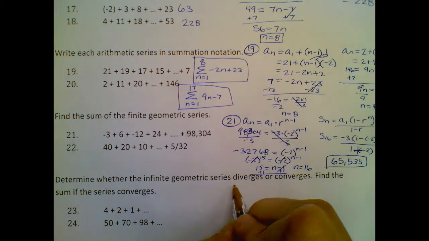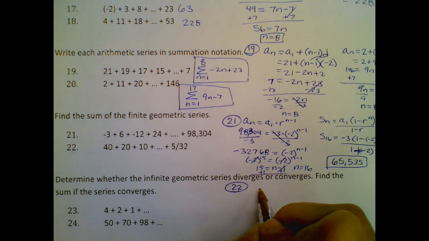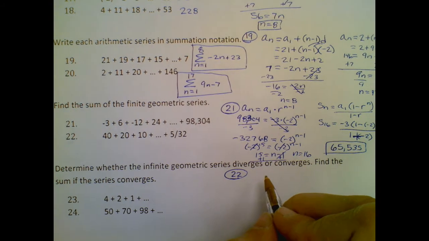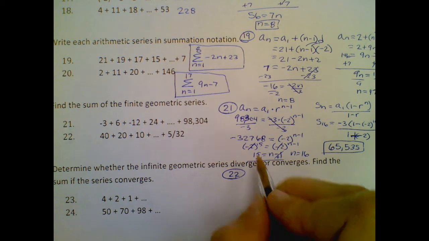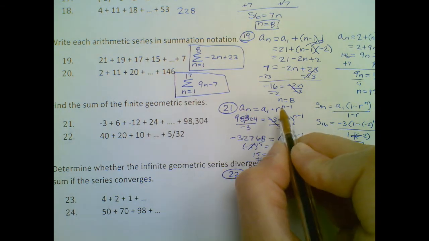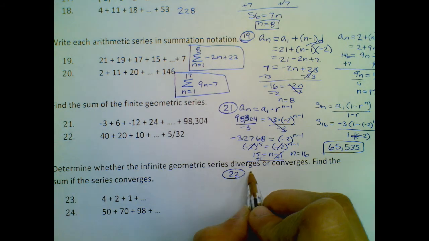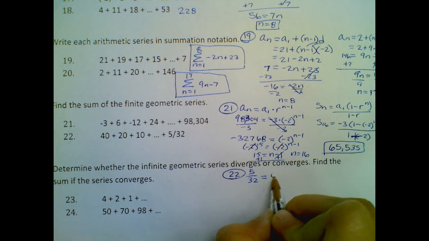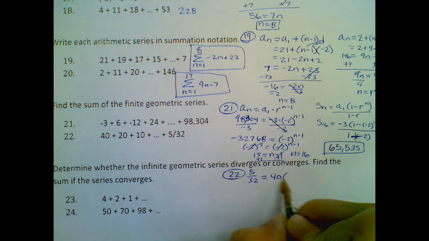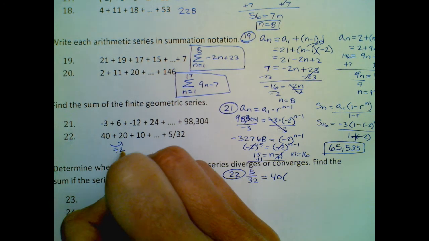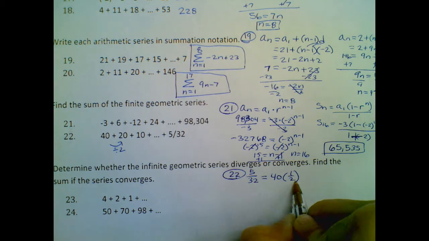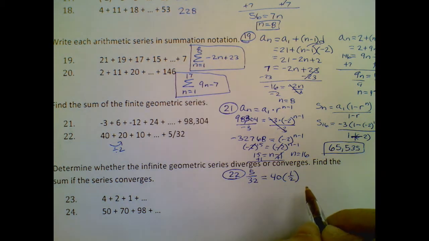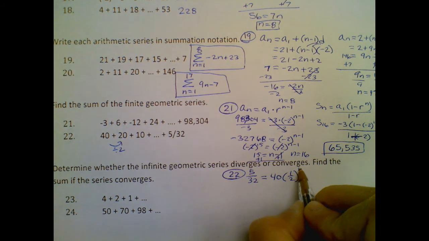Alrighty, for number 22, we're going to go through the same process. Again, we don't know the number of terms, so we need to figure that out. So we're using this first equation. We need to solve for n. So we're going to plug in the last term here. Our first term is 40. Our r, it's dividing by 2 each time, so our r is going to be a half. You always have to plug in what you're multiplying by. So if the pattern is dividing, you multiply by the reciprocal.